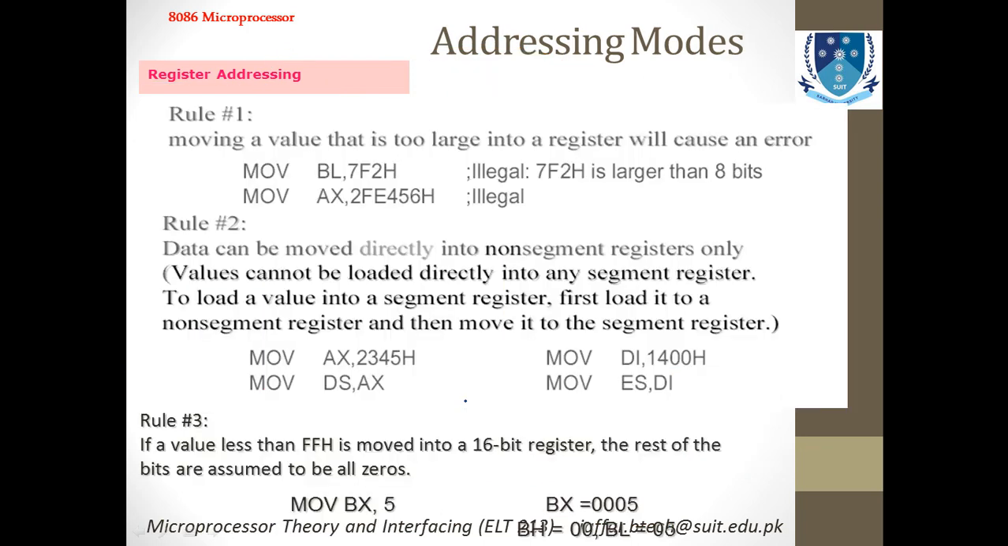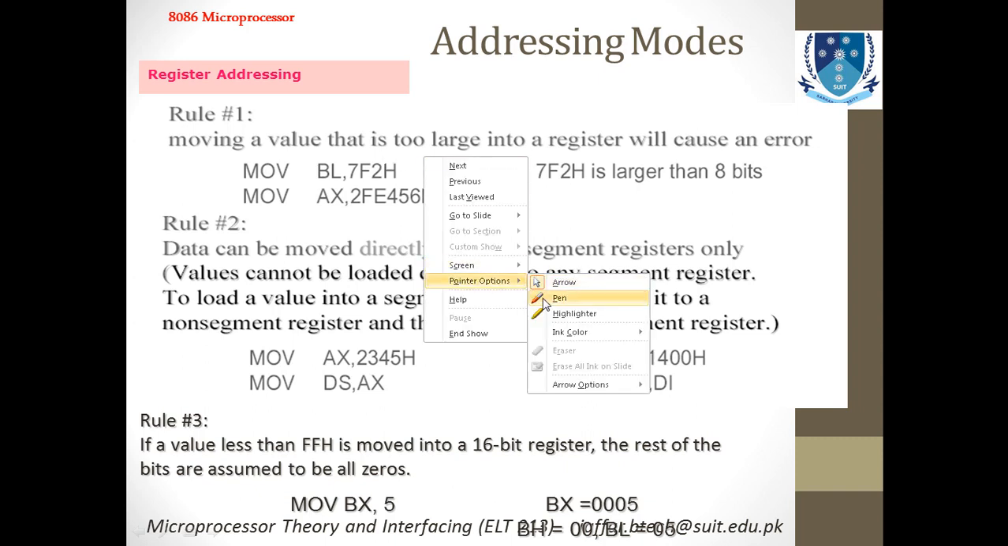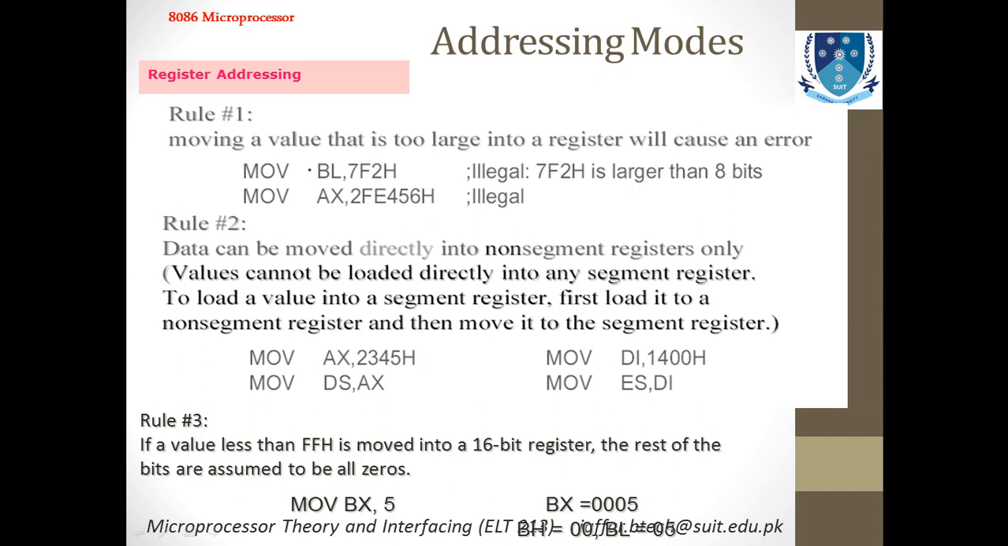So there are different examples that are mentioned over here. So what are some rules? Let's see. Rule number one for moving a value is that the value should not be so large that it will cause an error, because you know that every register has some maximum limit.